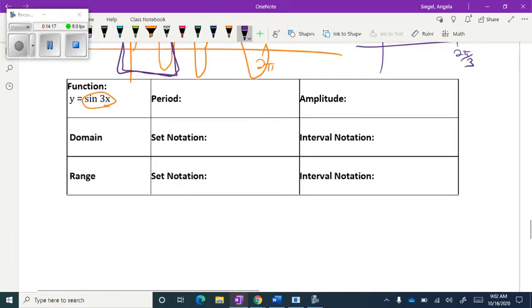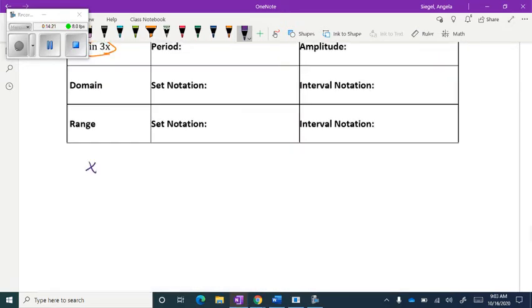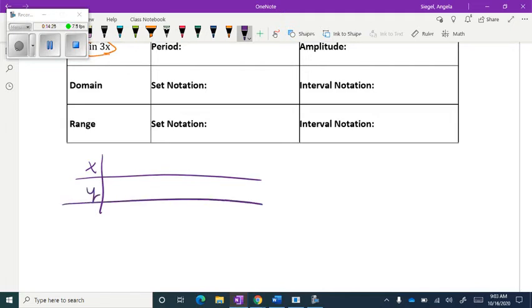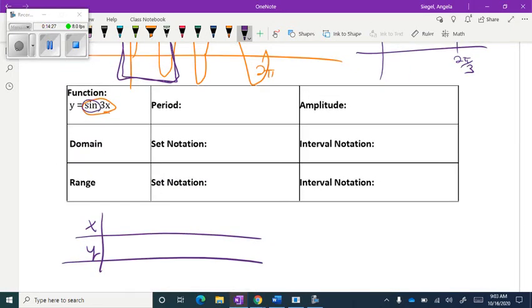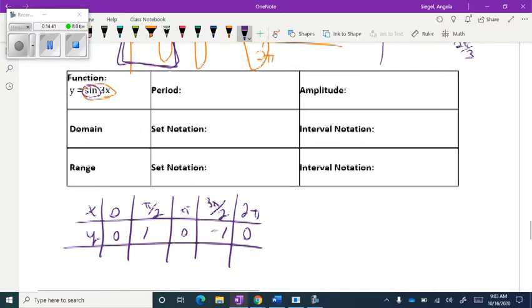Okay, so let's start with the xy table. I think that'd be easier. We're always going to start off with the same values for whatever trig function this is. So sine is going to be 0, pi over 2, pi, 3 pi over 2, 2 pi. Y values 0, 1, 0, negative 1, 0. The quicker you memorize this, the better.